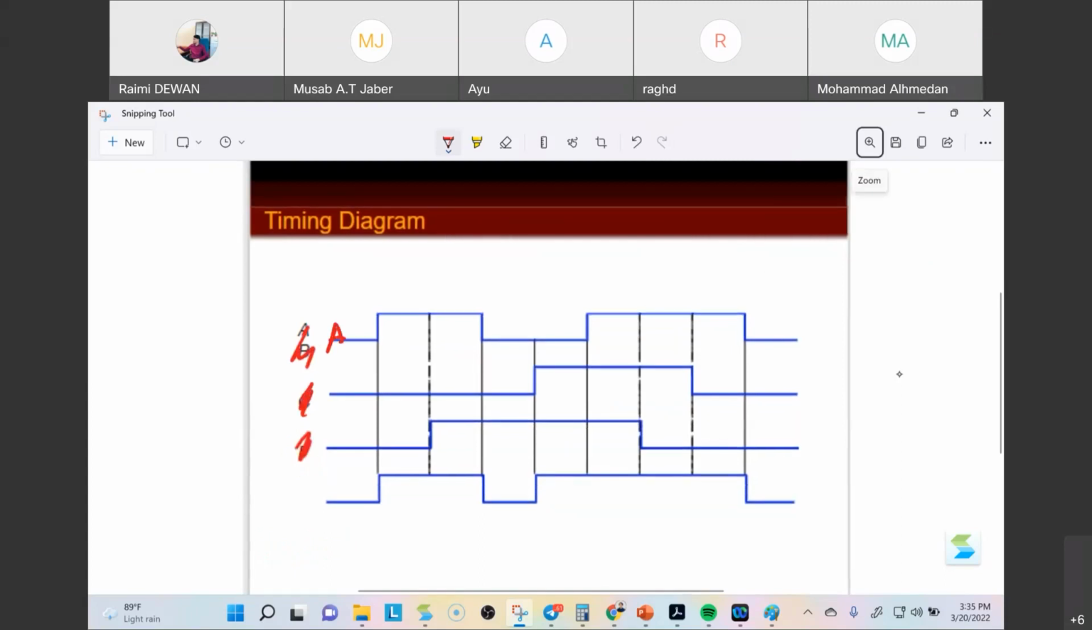Okay, A, B, C, and F. So you can see for the first combination in the timing diagram, 0, 0, 0 will produce the output of 0. Next, we have A as 1, B as 0, and C as 0, then we have F equals 1. This is how a combination of inputs produces an output variation.